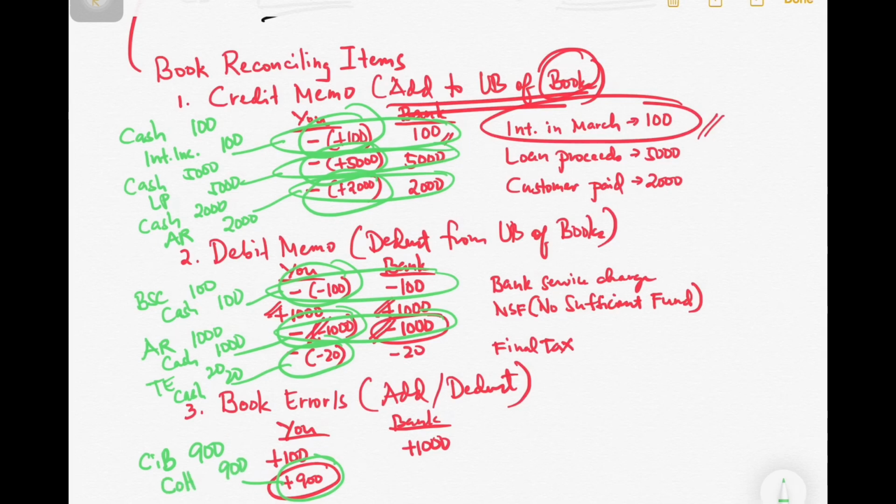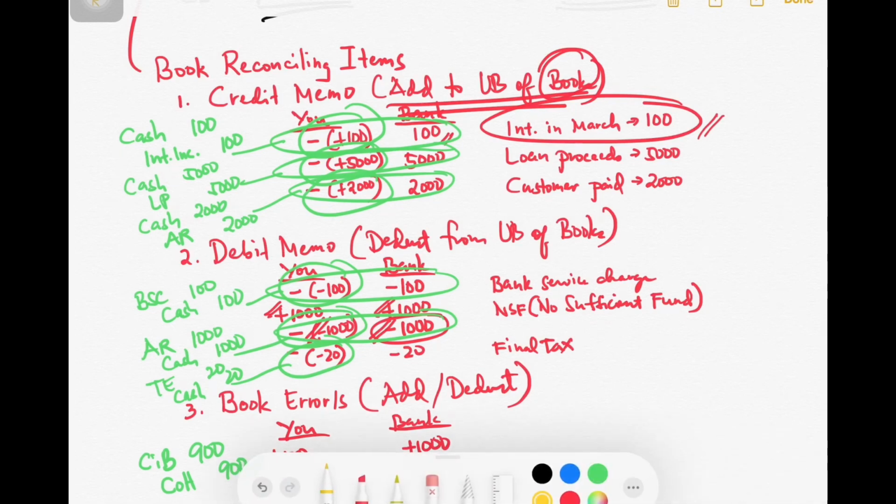Again, you only do adjusting entries for book reconciling items. You don't do this with a bank unless you are the bank in the story. But normally, you are the company in the story, okay? So this will comprise your bank reconciling items. I hope it's clear. There is actually a technique. So I will just share it here.